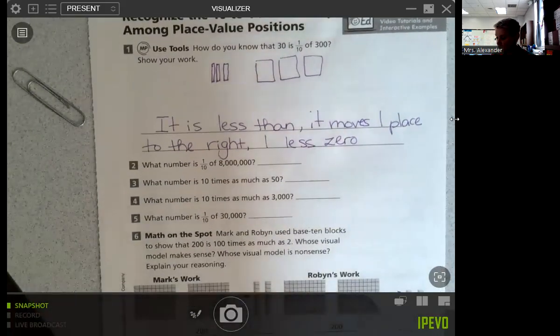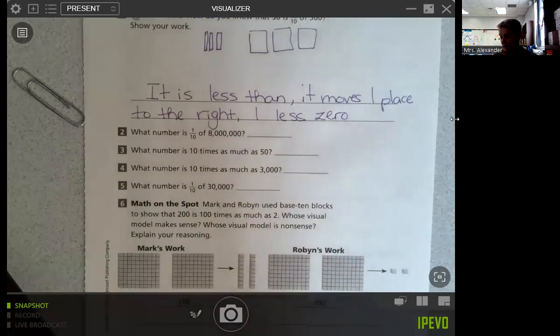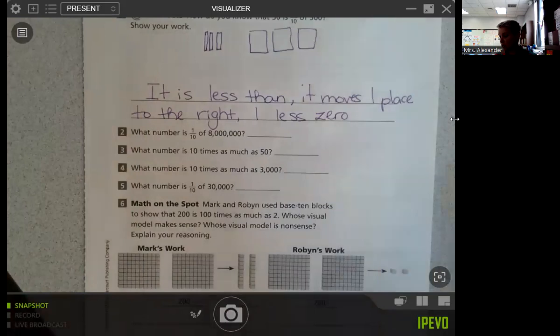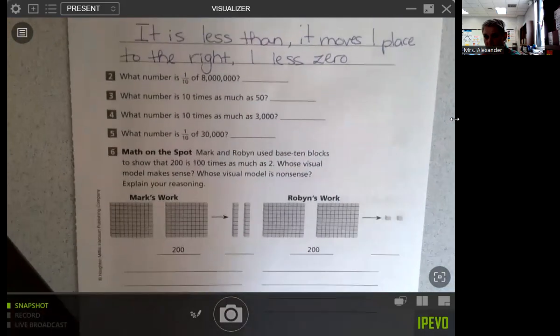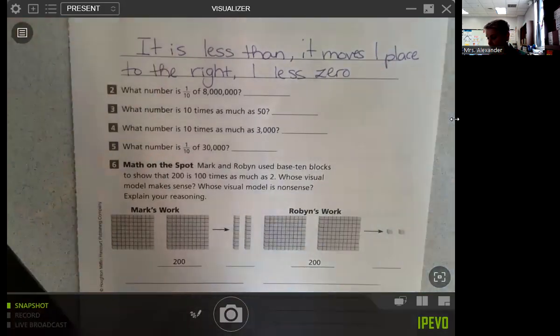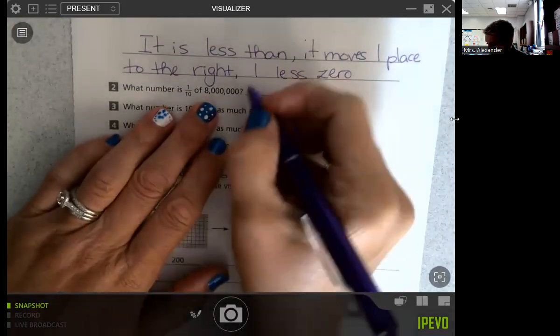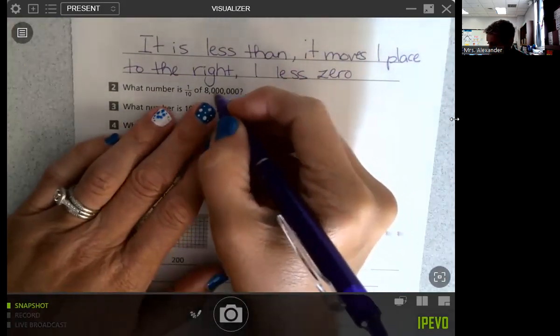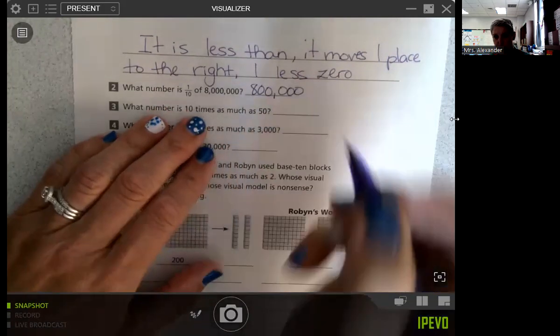All right. What number is 1/10 of 8 million? If you remember, 1/10 of means it's going to be greater than or less than. What do you think? 1/10 of, that's a fraction of. So it's just going to be a part of that 8 million. That means it's going to be less. We're going to drop out one of these zeros. So from 8 million, we're going to end up with 800,000.